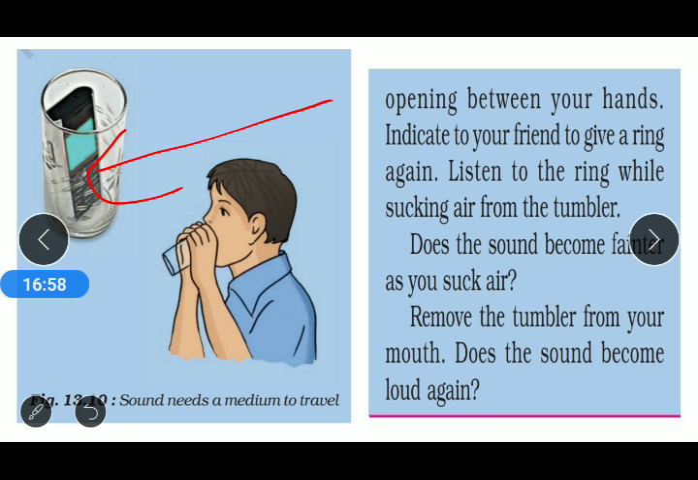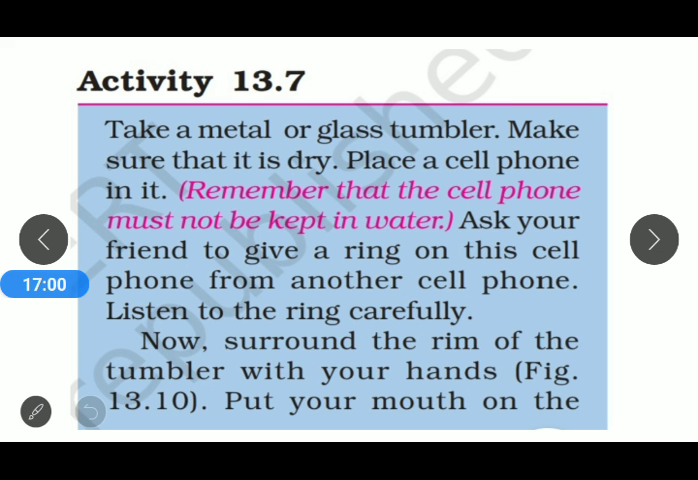Now what are we going to do in that activity? We have to take a metal or glass tumbler. Make sure that it is dry. We have considered here that it should be properly dried. Now in the next step, we need to place a cell phone in it. Remember that the cell phone must not be kept in water. That is the caution we have to take care of, that we should not place the cell phone into the water.